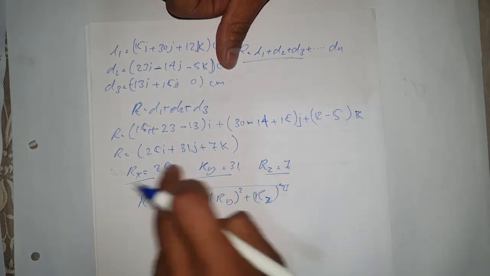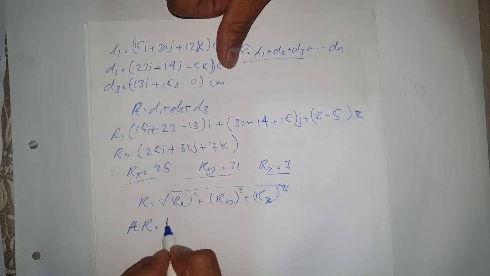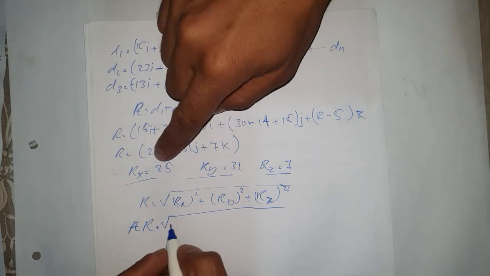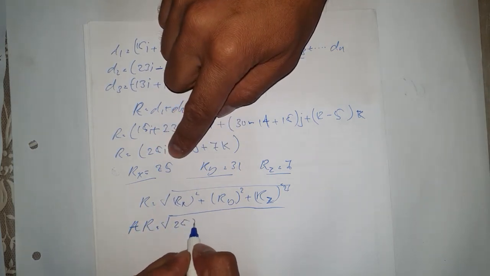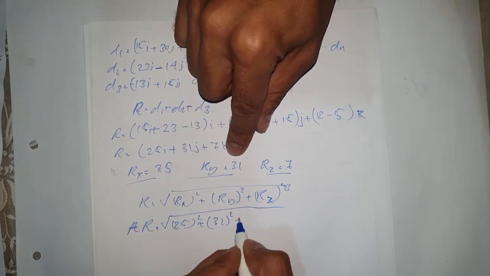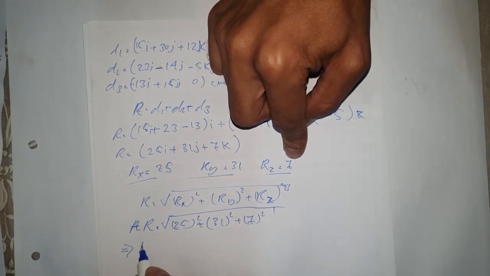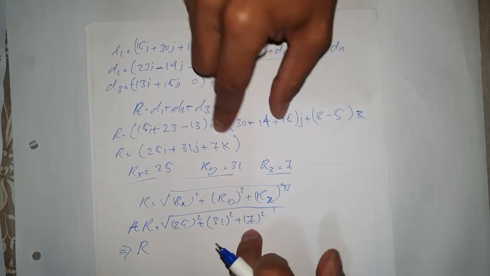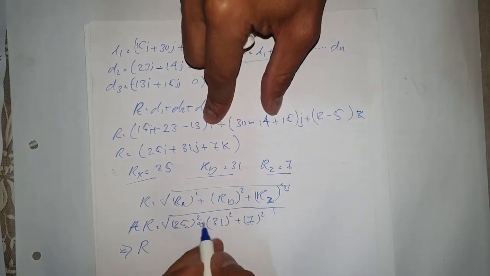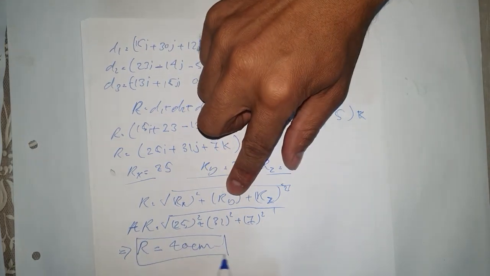We put in everything: r is equal to the square root of 25 squared plus 31 squared plus 7 squared. When we solve everything, the square roots and the squares, the final answer is r equal to 40 centimeters. So this is the final answer for this problem.